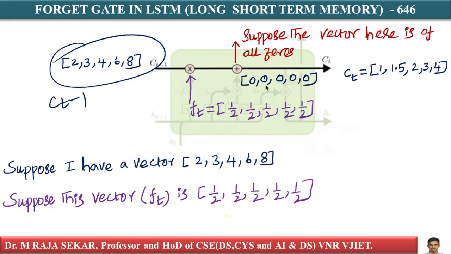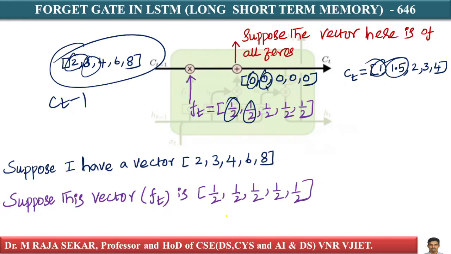So I can decide how much. What am I doing here? Point-wise multiplication and point-wise addition. Point-wise multiplication means what? 2 into 1 by 2 is 1, plus 0, you are getting 1. And 3 into 1 by 2 is 3 by 2, 1.5, plus 0, means 1.5. You are applying point-wise multiplication and point-wise addition. In that case, my CT becomes half of this CT minus 1.